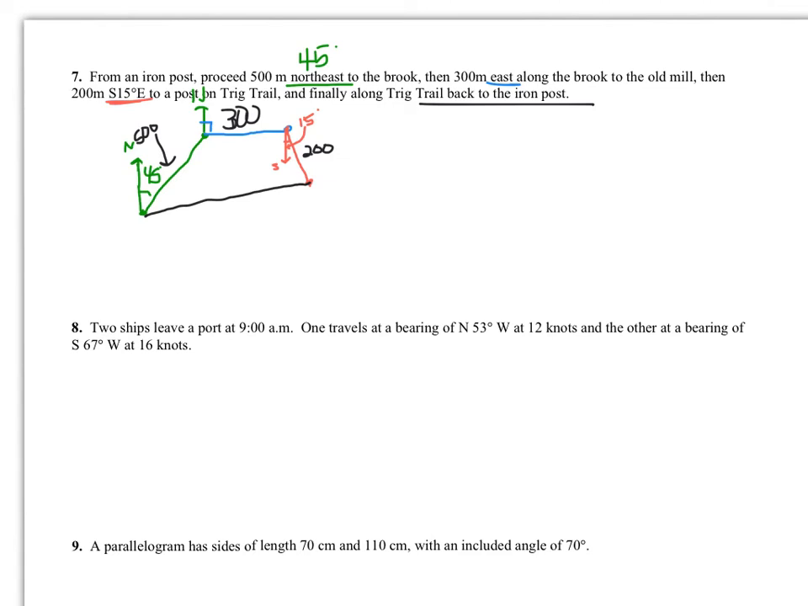Is there anything else about this picture that we could label? Let's see. Starting up at the beginning, we did a 45-degree angle. It was northeast. Up at the top, we created that right angle because we went due east along the brook. To get this angle here on the outside, I know that with my two norths, they add up to 180. If I do 180 minus 45, we could label that angle 135.